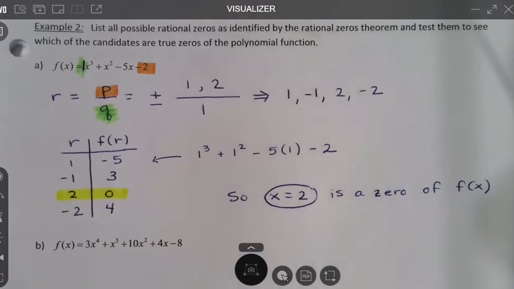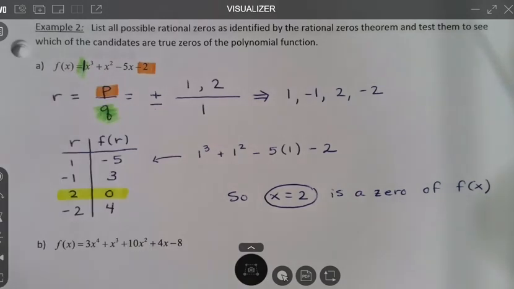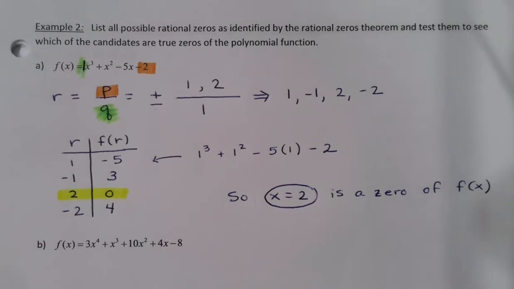Now I already know it's not all the zeros, right? This is a third degree polynomial, so it should have 3 zeros. I've only got 1 so far. And we'll talk in just a little bit about how this can help me find the others. But I'd like to practice this process one more time.